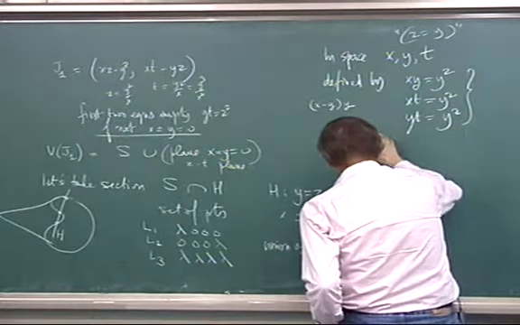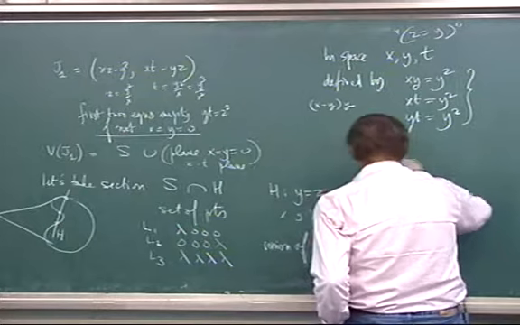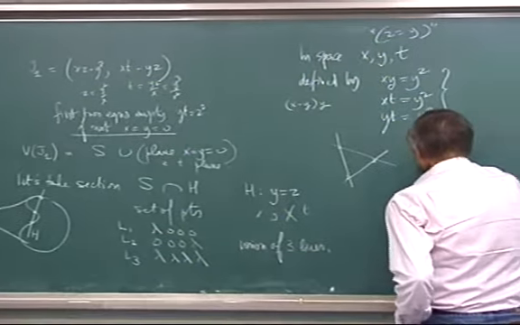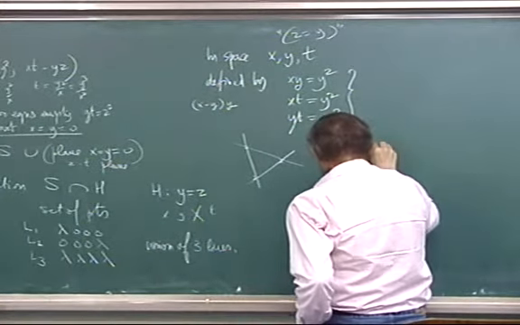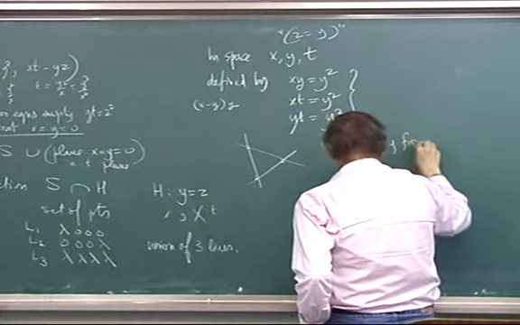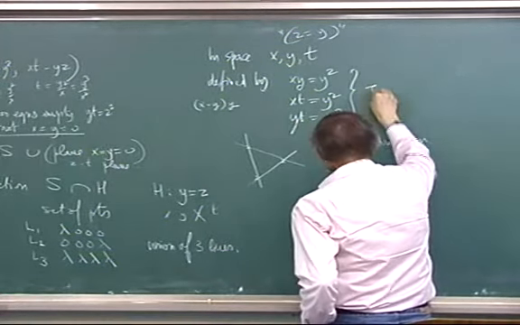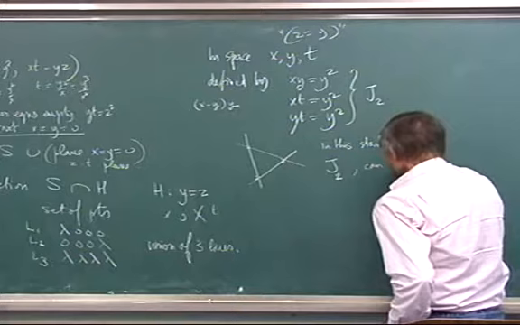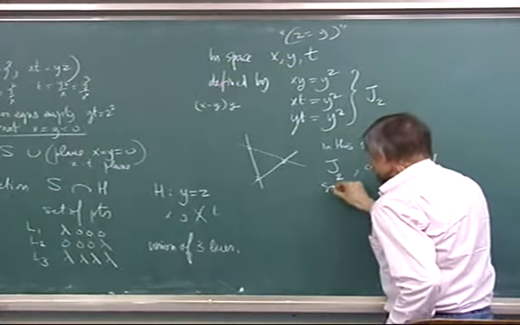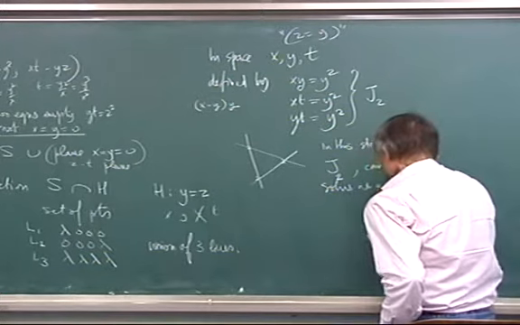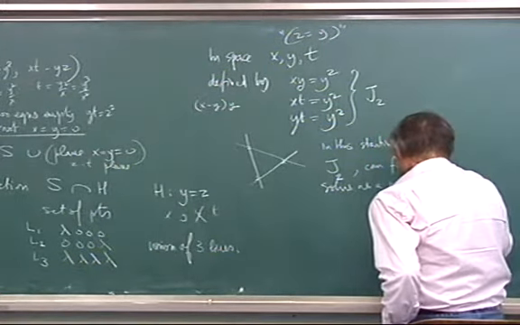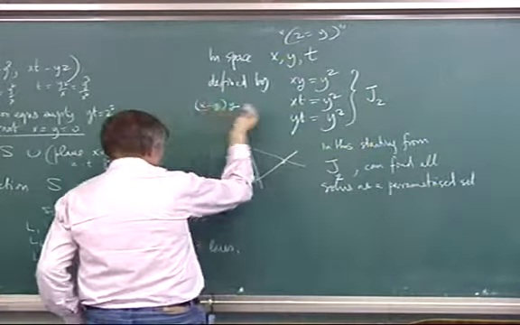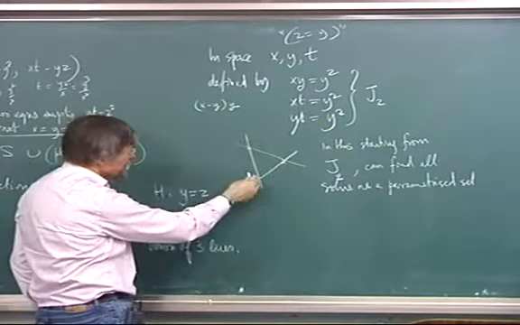I really want to draw these three lines. Starting from J, let me call this J2. Starting from J2, we can find all the solutions as a parameterized set. We use factorization and then pretty trivial linear algebra.